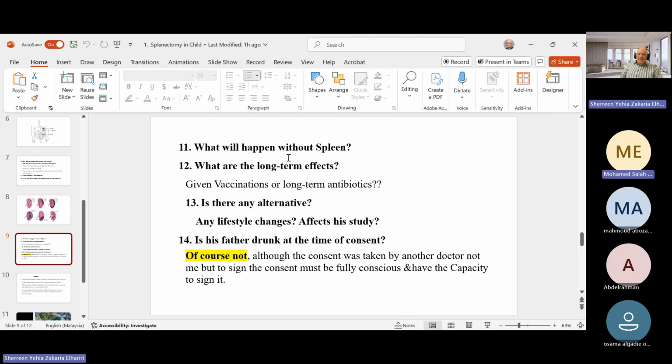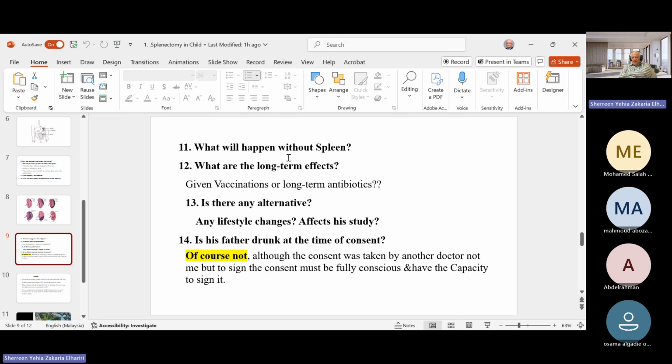After that, what happens without the spleen? Does he become handicapped? Is it something like that? He becomes normal. So he can go to school and practice exercise. Are you sure? Is there any long-term effect? No, he should have vaccination. Vaccination against what, doctor? Pneumococcal, meningococcal, and Haemophilus influenzae.